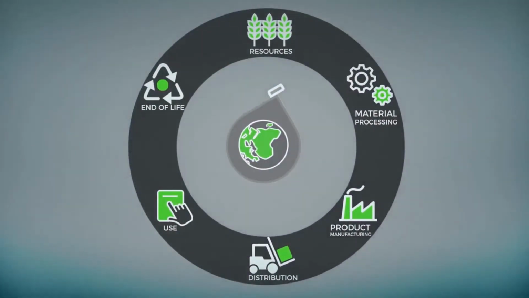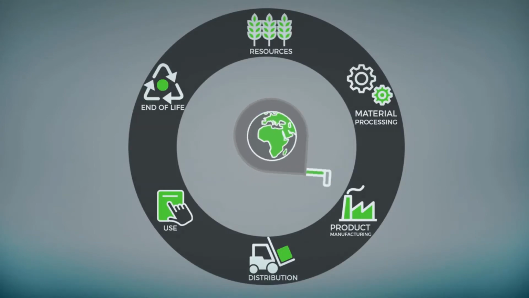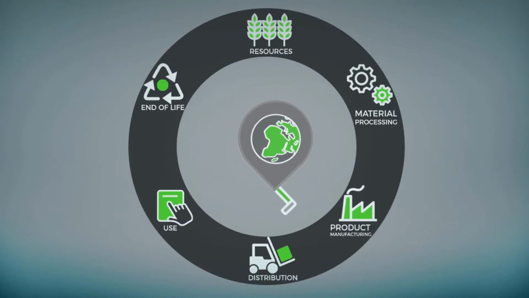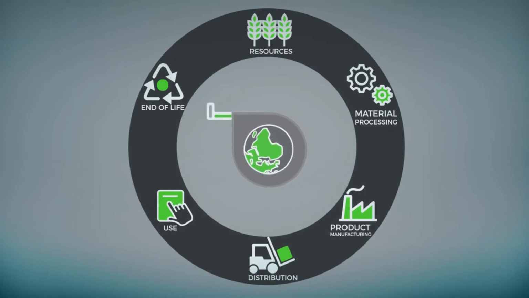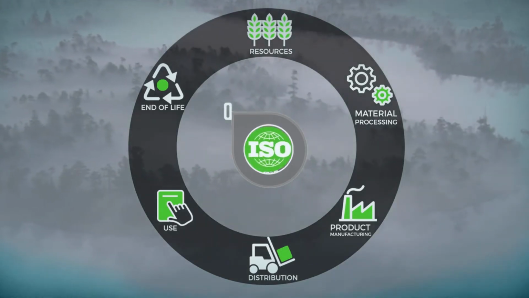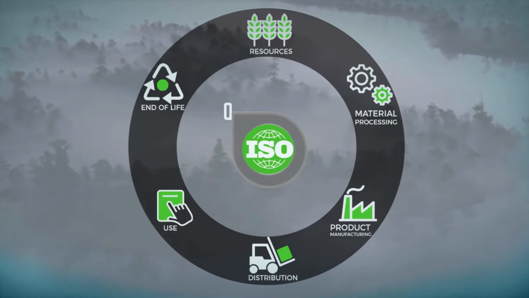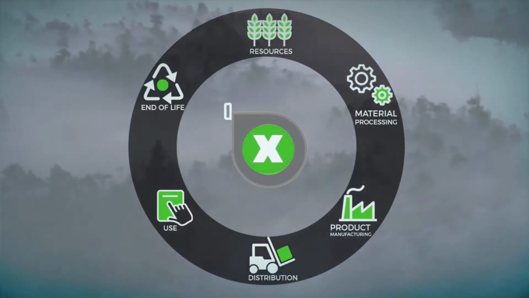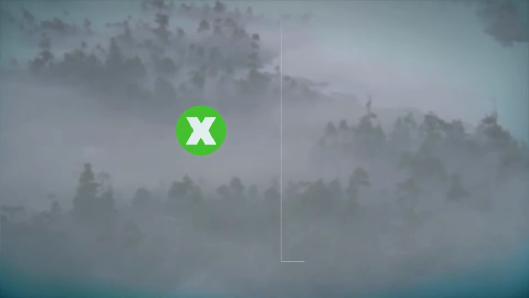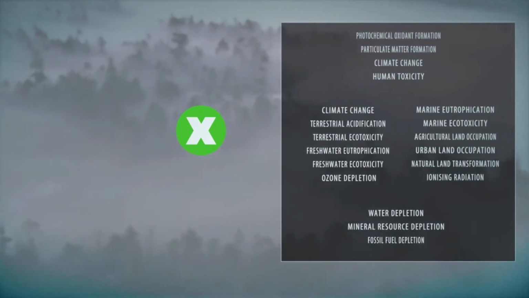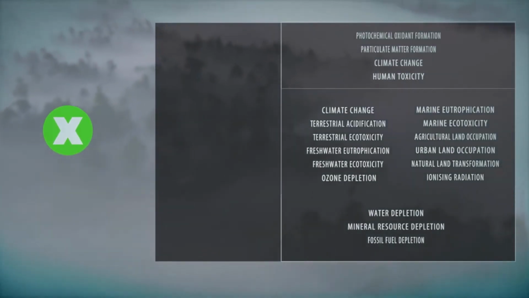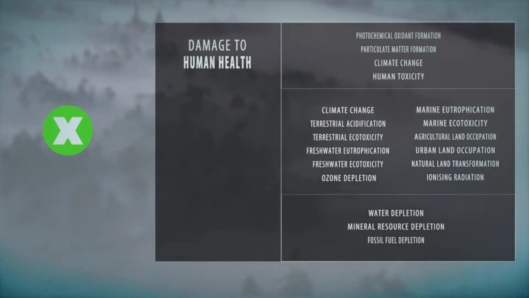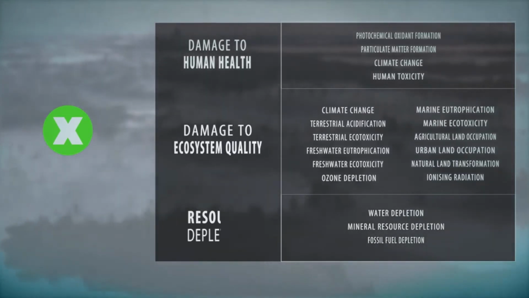In life cycle assessment, all stages of a product's life are taken into account: resource use, material processing, product manufacturing, distribution, use of the product, and end-of-life operations. Life cycle assessment has been standardized by the International Organization for Standardization and gives us the opportunity to measure how the life cycle of a product contributes to an extensive set of environmental indicators. These are grouped in damage to human health, damage to ecosystem quality, and resource depletion.